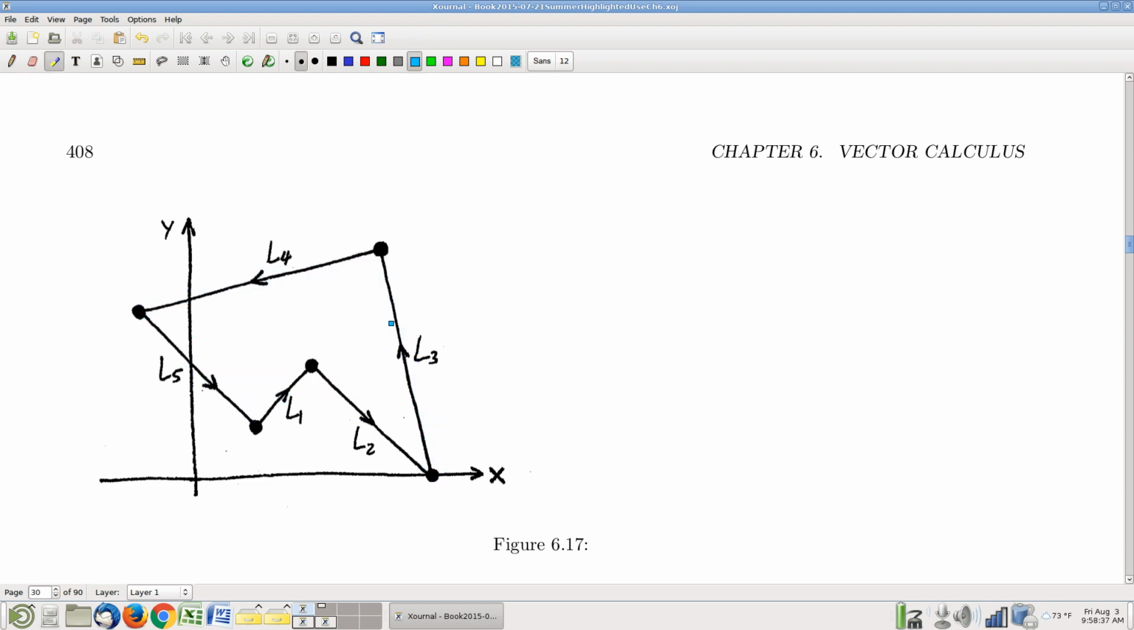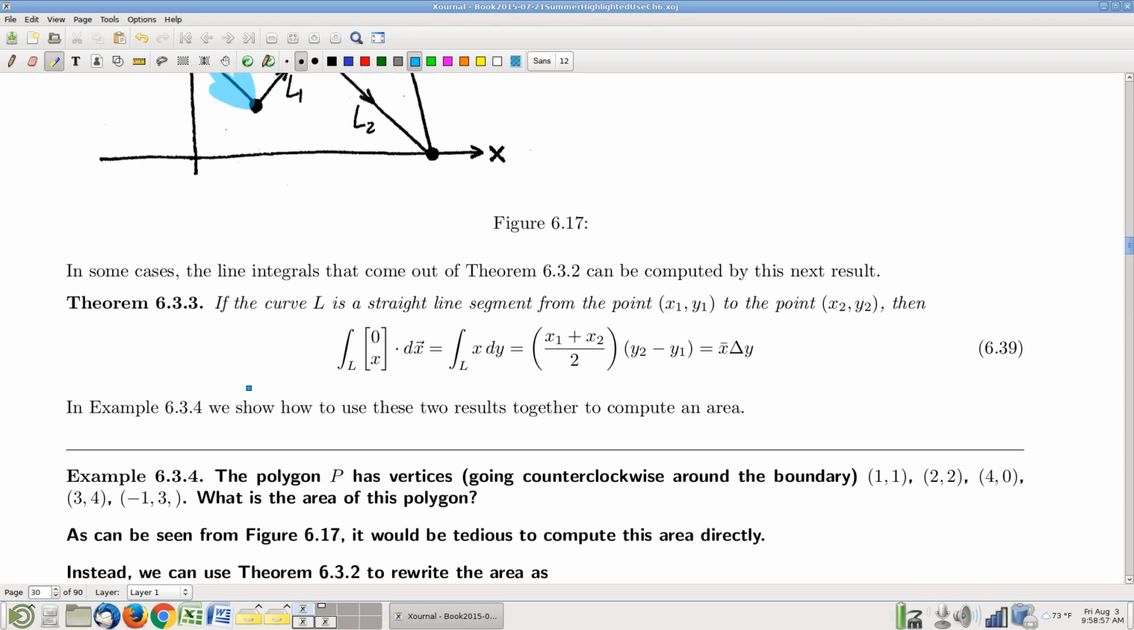But Green's theorem, this sort of twist on Green's theorem, turns out to be really useful here, largely as a result of the following fact: if you're computing integral x dy, now keep in mind, you want to compute the area, you're doing integral x dy, on a line segment, integral x dy is super easy to compute.